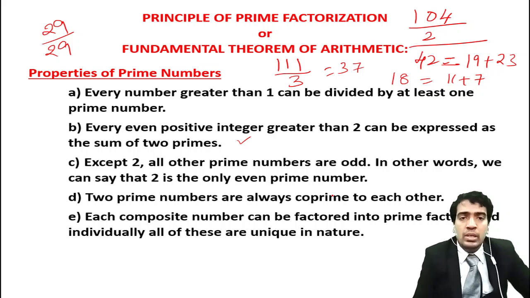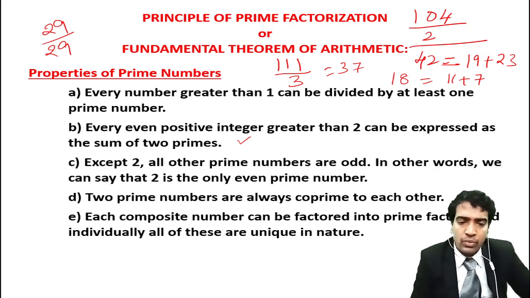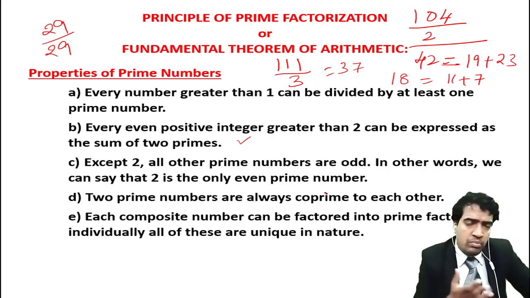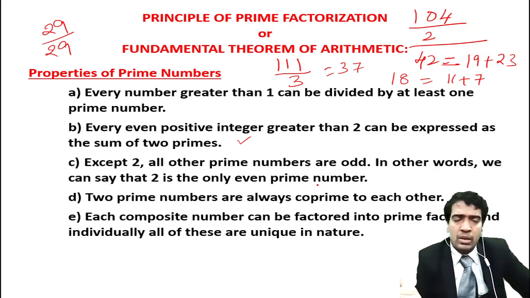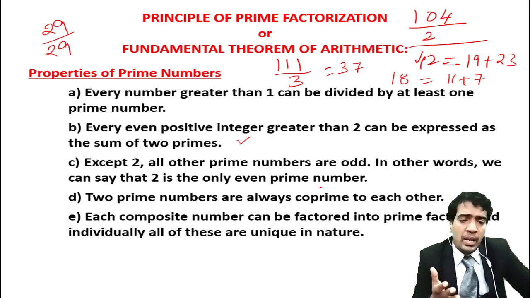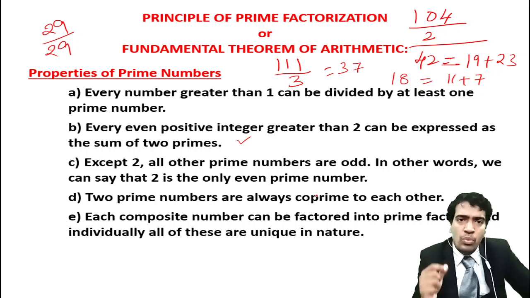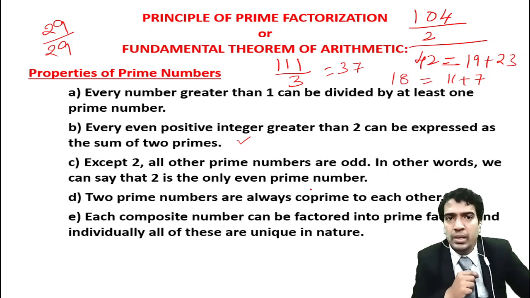And then the next point is, we have discussed this is the definition of co-primes. If you take a prime number and a composite number, and they have the highest common factor as 1, then they are called co-primes. But necessarily, two prime numbers are always co-prime to each other.